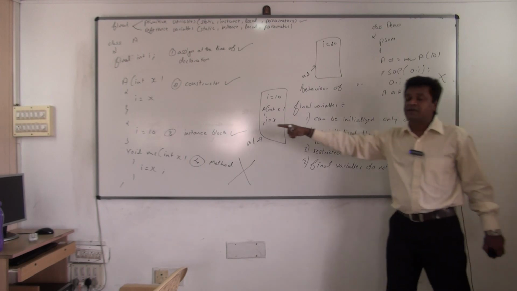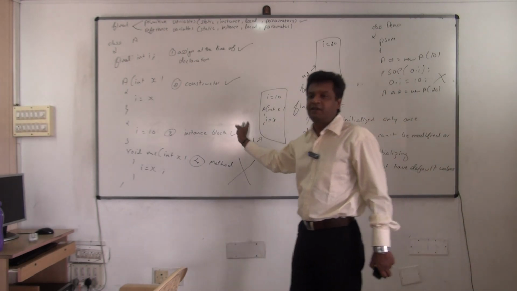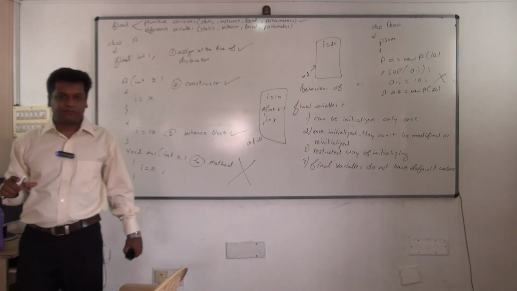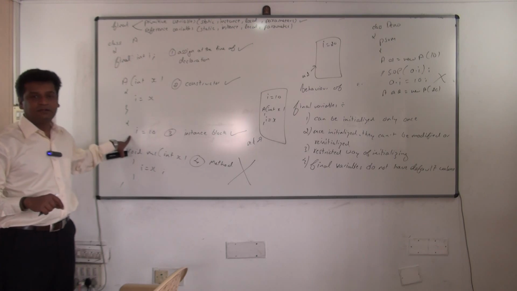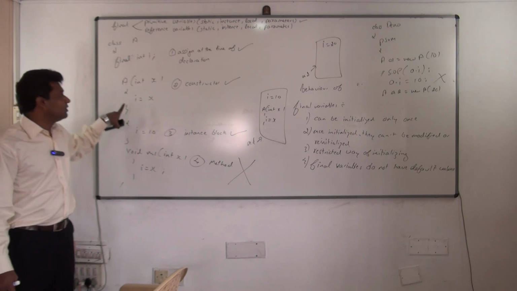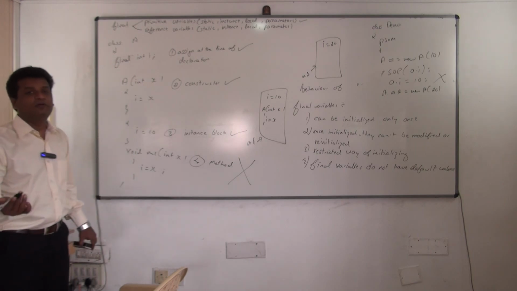But if you code in the instance block, it is hard coded because you cannot send arguments. Since you cannot send arguments, it will have a fixed value. Can you send arguments to a block? No, you cannot send. So in all the objects it will have the same value of 10. But once initialized, it cannot be overwritten. You try to override it anywhere.